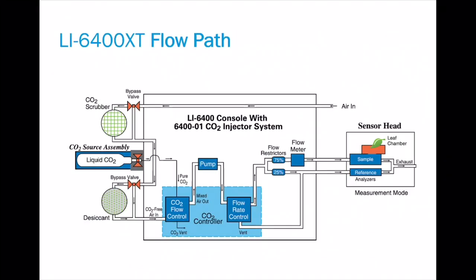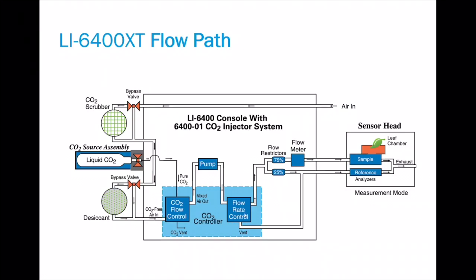So here's the basic flow path. Again, we have a console and we have a sensor head. You can think of the console as your air conditioning unit, and the sensor head is where your analyzers and your leaf chamber are located. The air is brought in and conditioned by our CO2 scrub, our pure CO2, our desiccant. It's mixed inside. We have a pump that controls the flow of air through the system. We have a separate flow rate controller, and this is so that we can keep the pump at a constant speed. What we've seen with that design is that our pumps actually last a very long time.